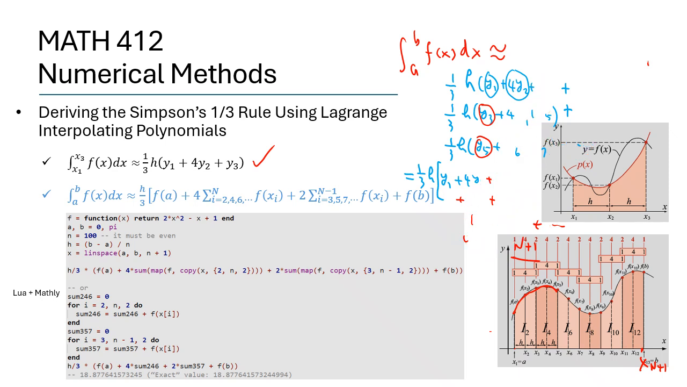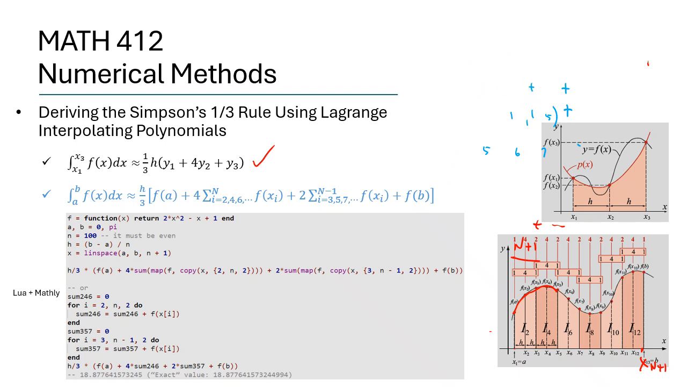So we have started how to derive the Lagrange Interpolating Polynomial. Oh no, the Simpson's 1/3 formula using the Lagrange Interpolating Polynomial.